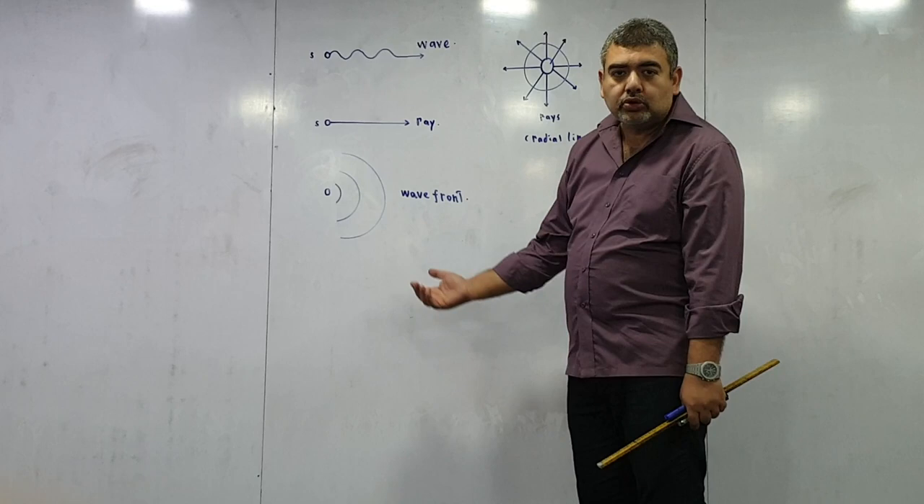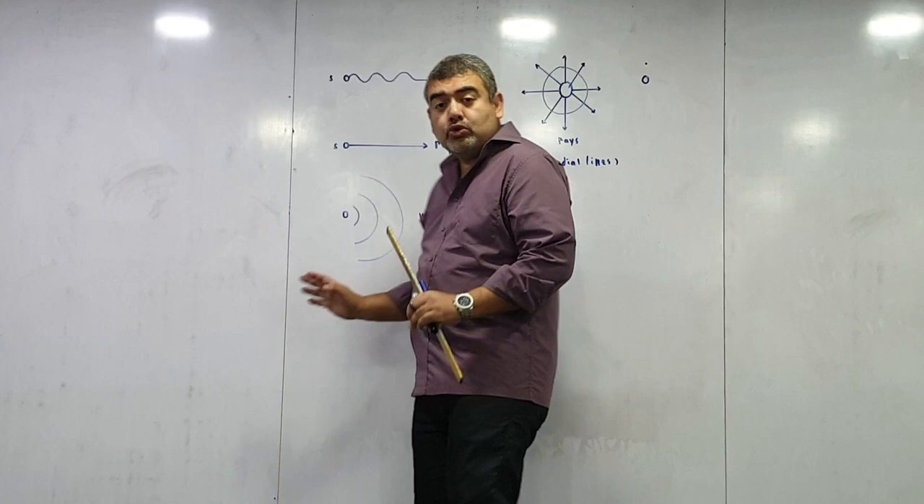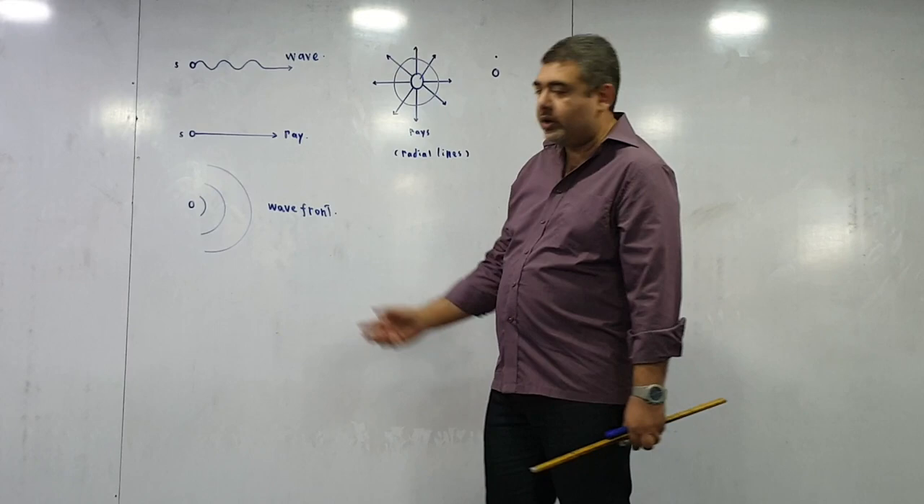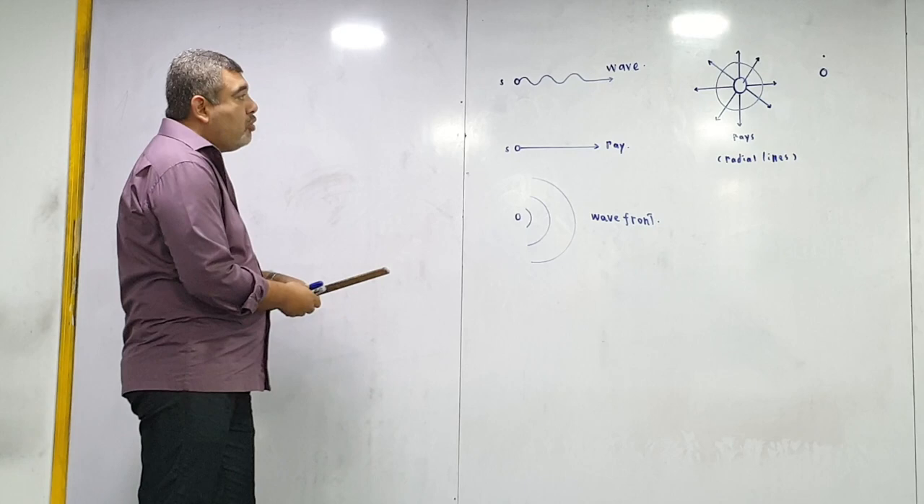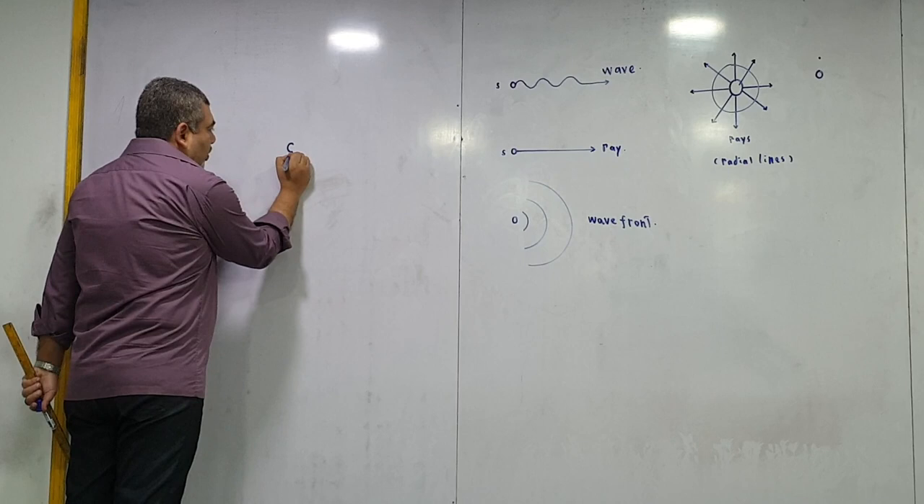So we will draw one more diagram for that. Once you are done with all these concepts, I will give you the comprehensive definition of the wavefront. Let's start. We are discussing a point source at the moment. It's spherical. Let's draw one more diagram. This is your spherical source, or a point source.